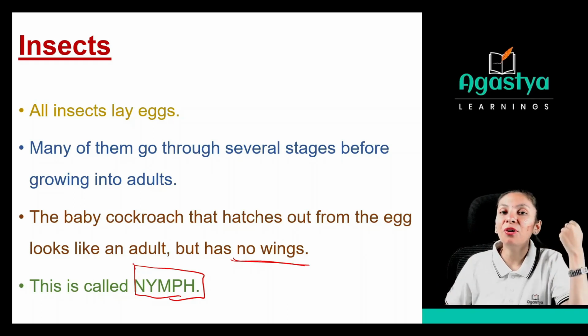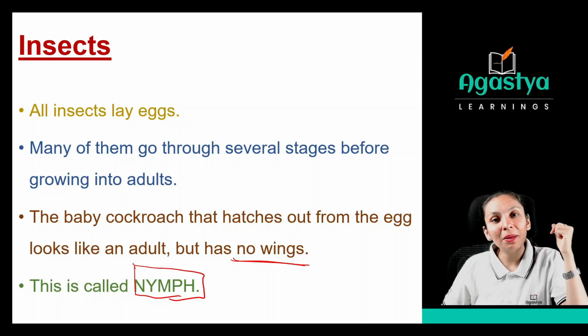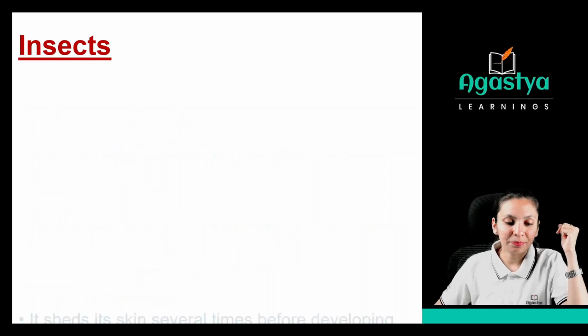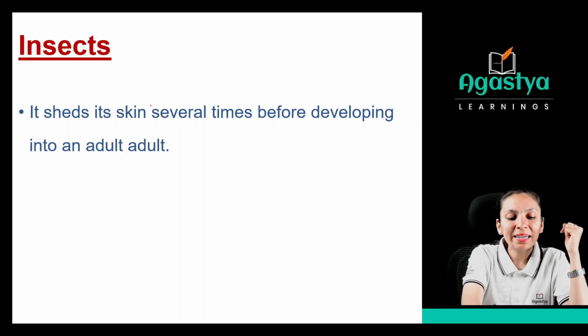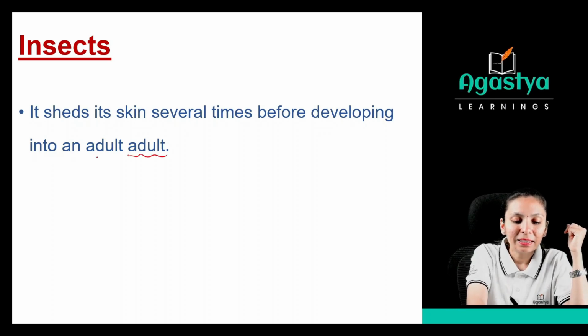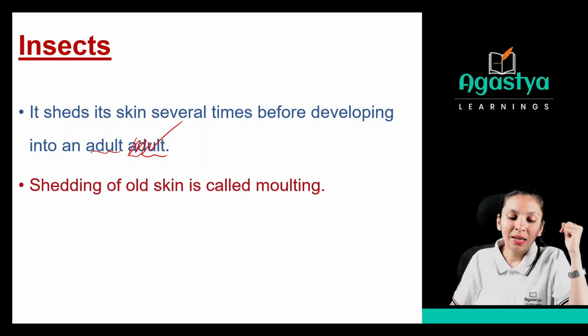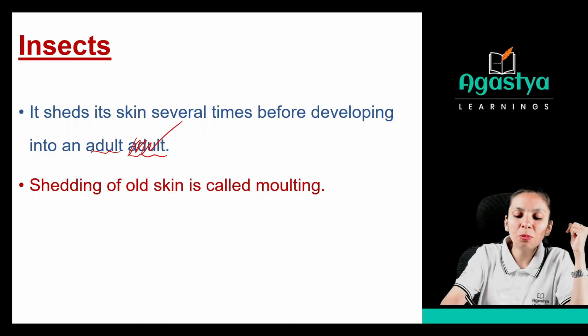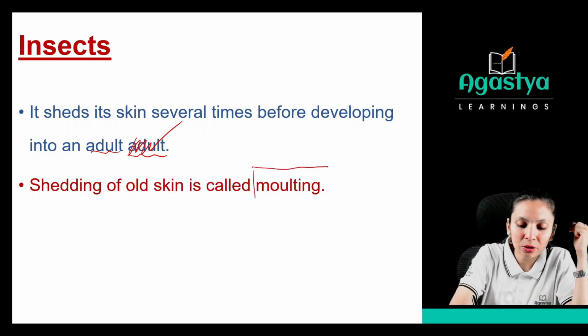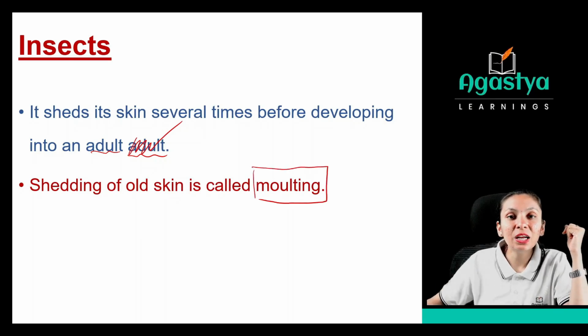As we have seen, the baby frog is called a tadpole. This baby cockroach is called a nymph. It sheds its skin several times before developing into an adult, right? So as they become adult, they will shed their skin, right? So how will they shed their skin? There are certain stages. Shedding of old skin is called molting. That is the process. How will you pronounce it?